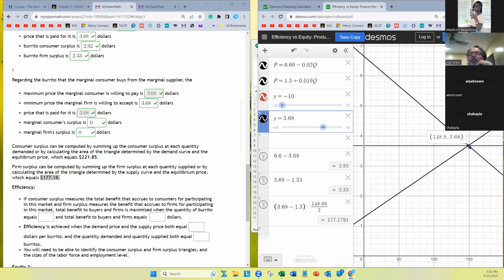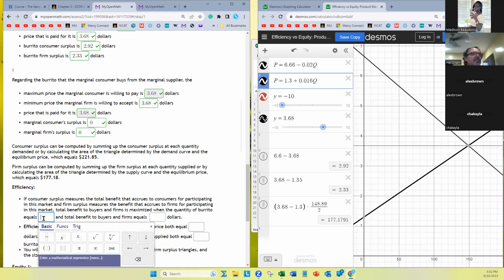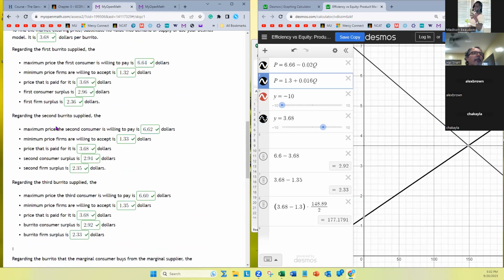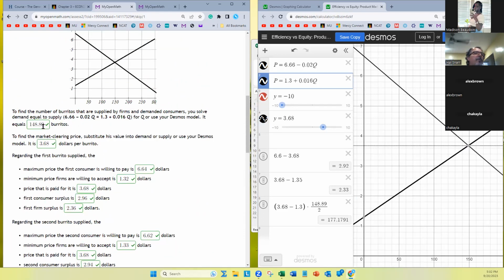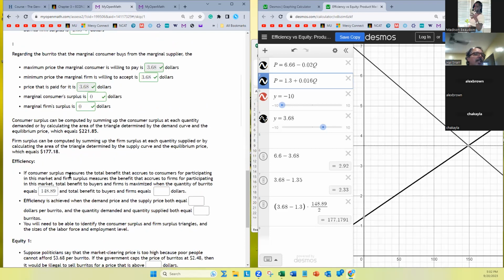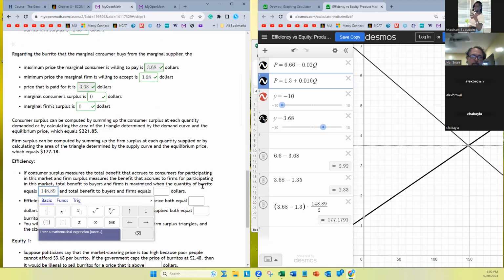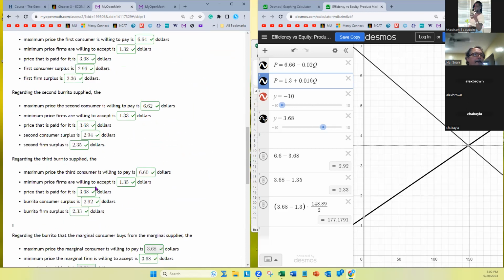What's the quantity of burritos out here? In my case, the quantity of burritos is 148.89, right? So that's just your market quantity. It's just this value right here. So whatever you put right there is what you put here. Okay?